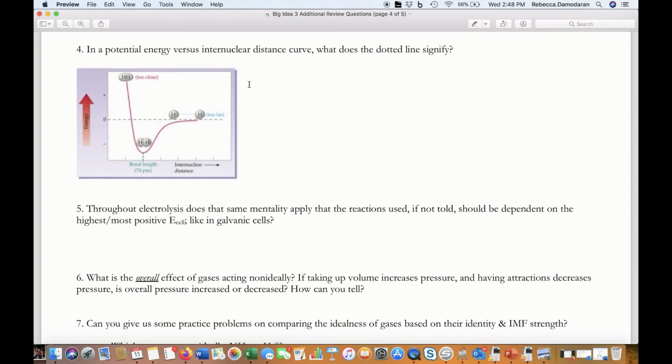Okay. For number 4, in a potential energy versus internuclear distance curve, what does the dotted line signify? I don't know what you were referring to for the dotted line, sorry. But I can quickly explain this.